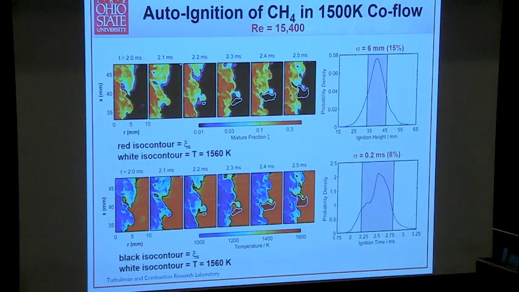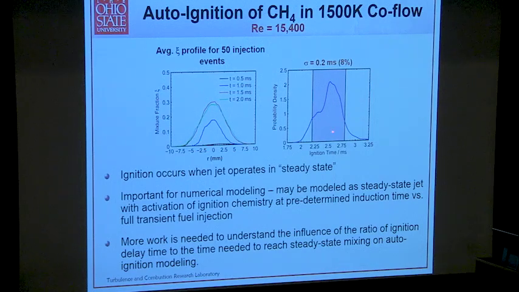So now we wanted to look a little bit at the statistics of the ignition time and height. We looked at the original kernel formation, and the centroid of the original kernel would be the height, and the time would be the ignition delay time under turbulent conditions. You compute the PDFs, and really what you get to is that the most probable time, the mode of the PDF, is around 2.5 milliseconds, and even down at the tail, you're only at about 2. So since we're achieving steady state profiles at 1.5 milliseconds, the actual ignition is occurring when the jet is operating in steady state.